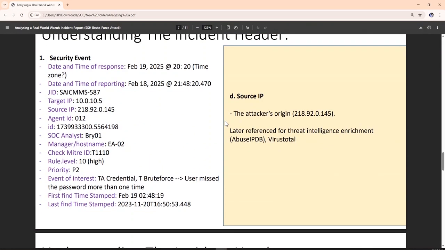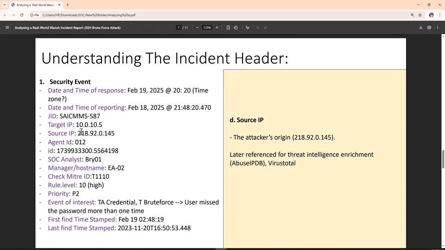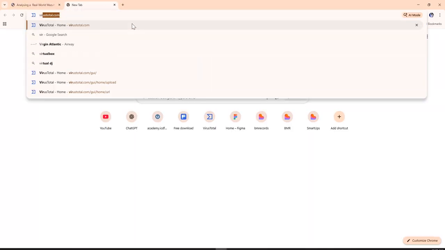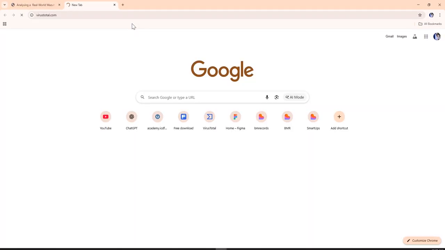So the next is the source IP. Where is it coming from? Who is the attacker? This is the attacker's origin, 218.920.145. If we say, okay, let's even check out this guy's stamp on VirusTotal.